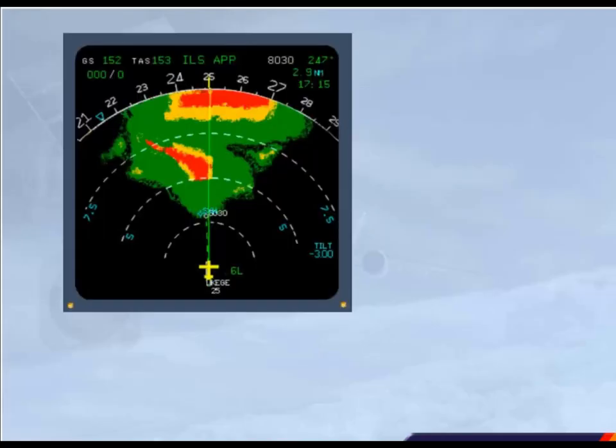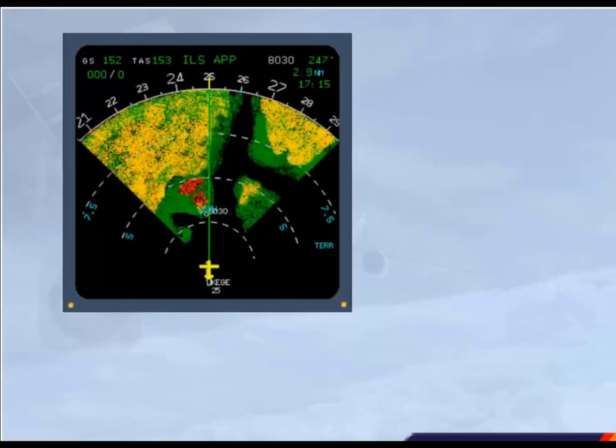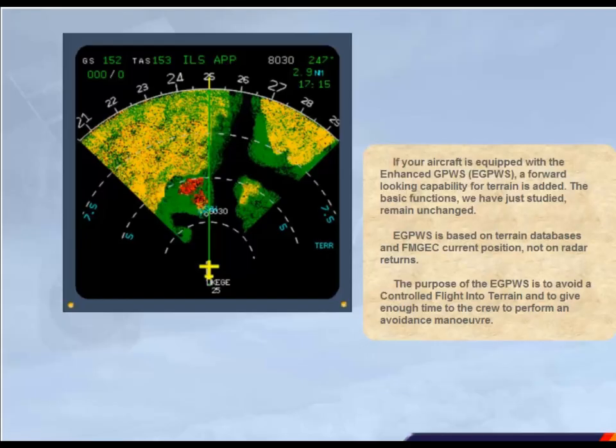If your aircraft is equipped with the enhanced GPWS, eGPWS, a forward-looking capability for terrain is added. The basic functions we have just studied remain unchanged. eGPWS is based on terrain databases and FMGEC current position, not on radar returns. The purpose of the eGPWS is to avoid a controlled flight into terrain and to give enough time to the crew to perform an avoidance maneuver.